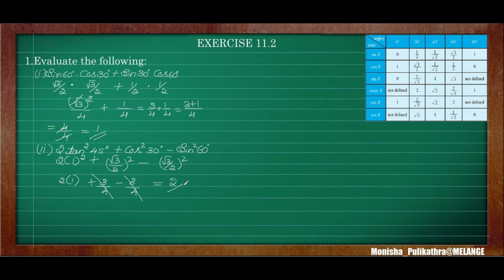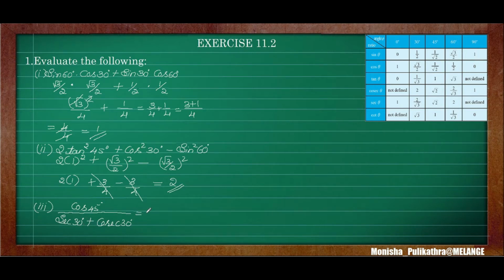Okay, so the answer for 2 tan square 45 plus cos square 30 degree minus sine square 60 degree is 2. So moving on to the third question. So the third question is cos 45 degree divided by secant 30 degree plus cosecant 30 degree. Okay, so cos 45 degree divided by secant 30 degree plus cosecant 30 degree.